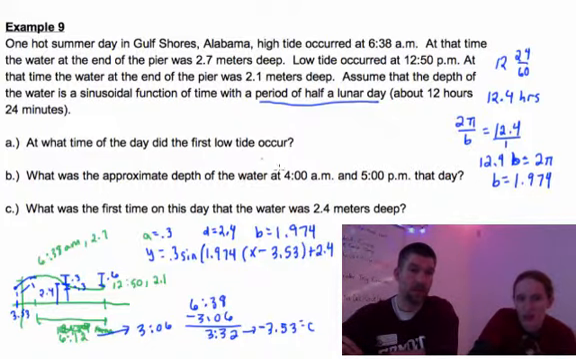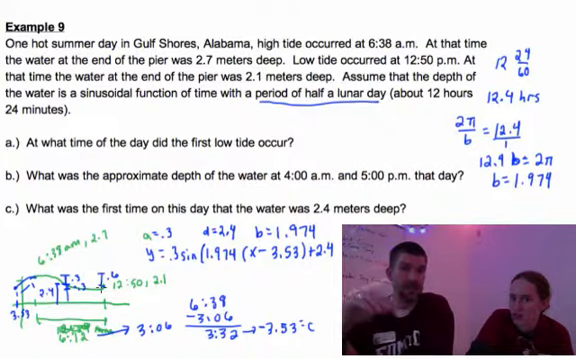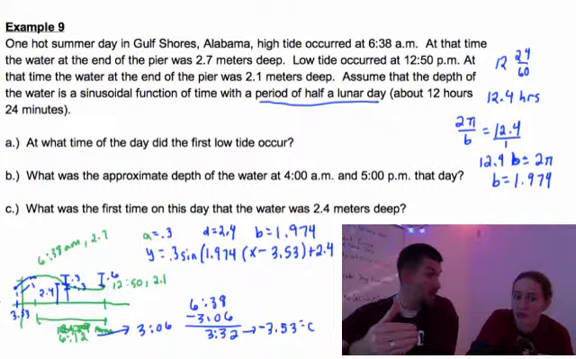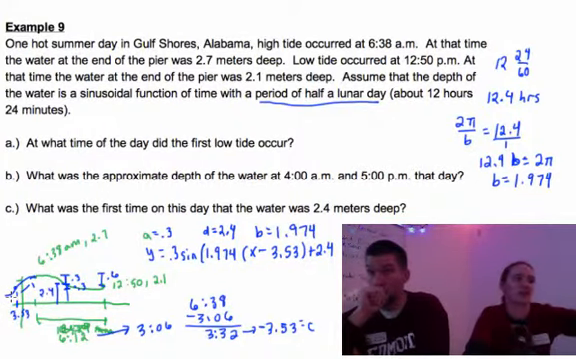So now we can answer all these questions. At what time of the day did the first low tide occur? Well, that would be this point over here, right? First low tide, actually, right, but it actually occurred before that. Yeah, because there was one going this way before that.